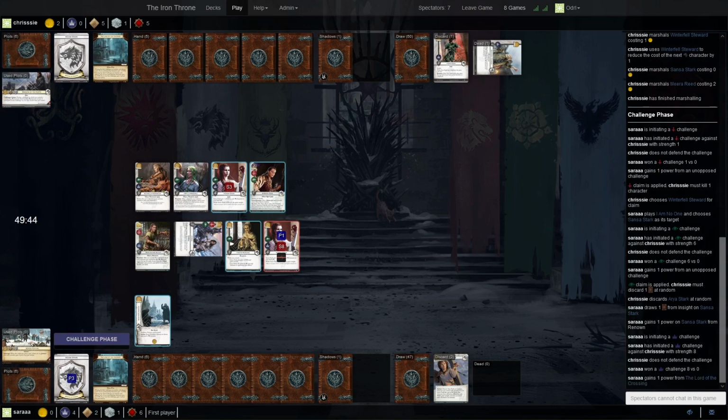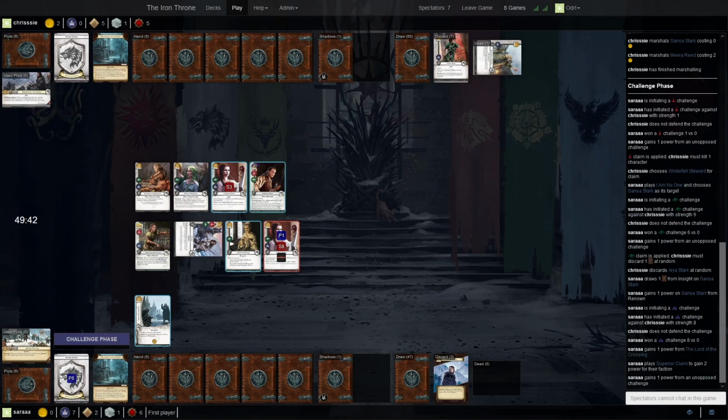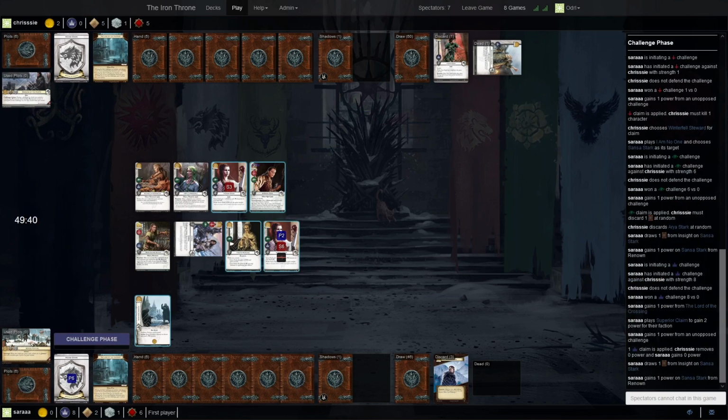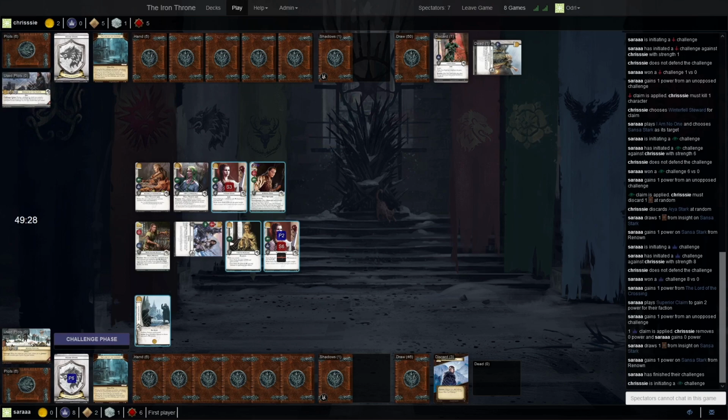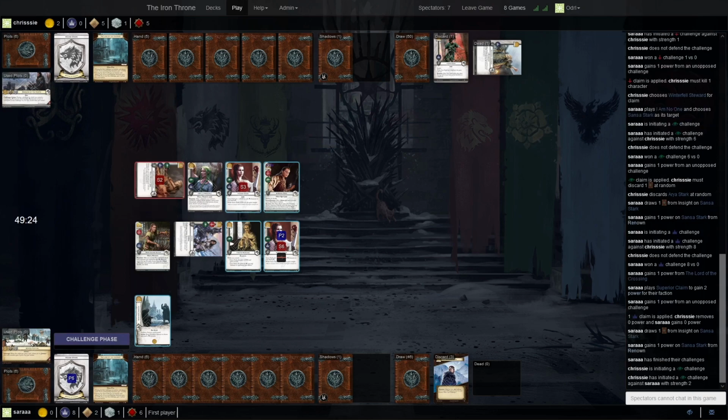Chrisssie doesn't bother, he's going to attack back. And here comes the superior claim. Now was that worth it? That's 8 power plus Winter Festival to come. That's dangerously close. So he needs to get some power of his own, which he could, to be fair. Yeah. Every challenge basically needs to be opposed now.